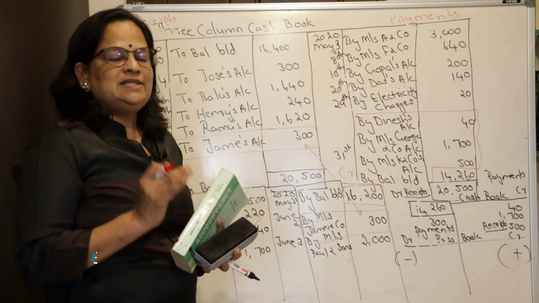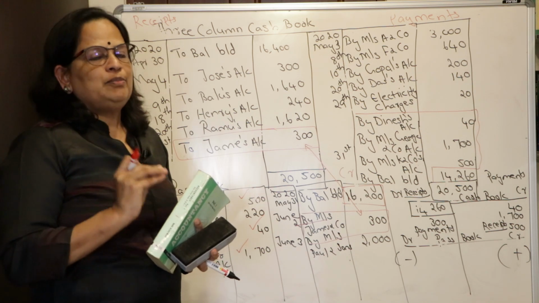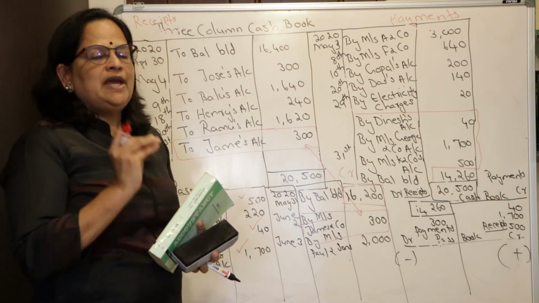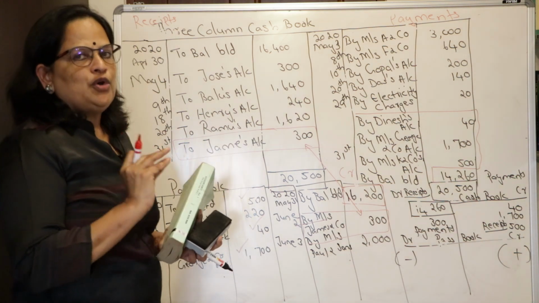Dear students, this is the last module on bank reconciliation statement. This is the fifth type of statement, where extracts of cash book and passbook are given but for different months. Now what do you mean by that?